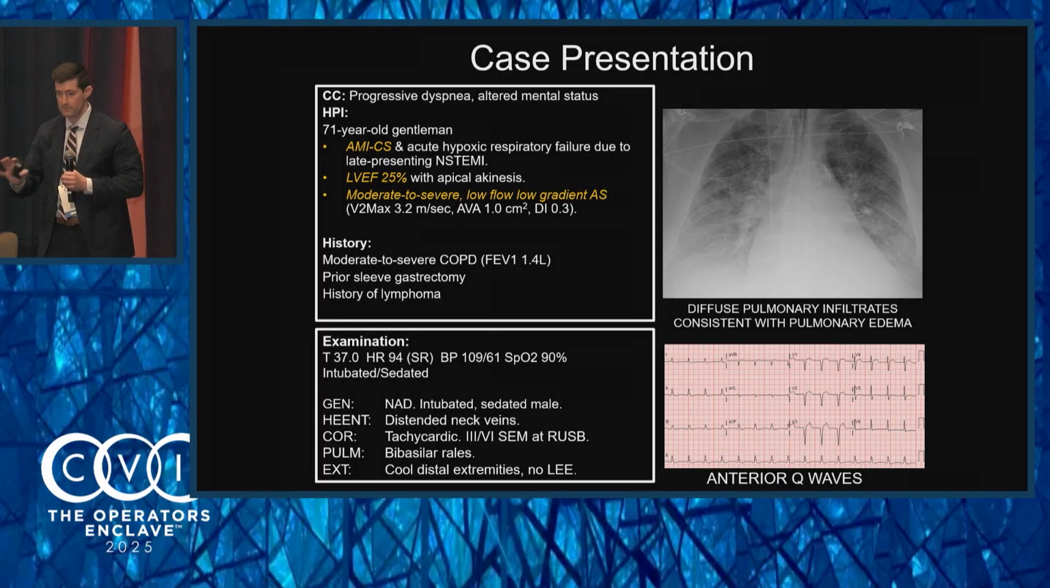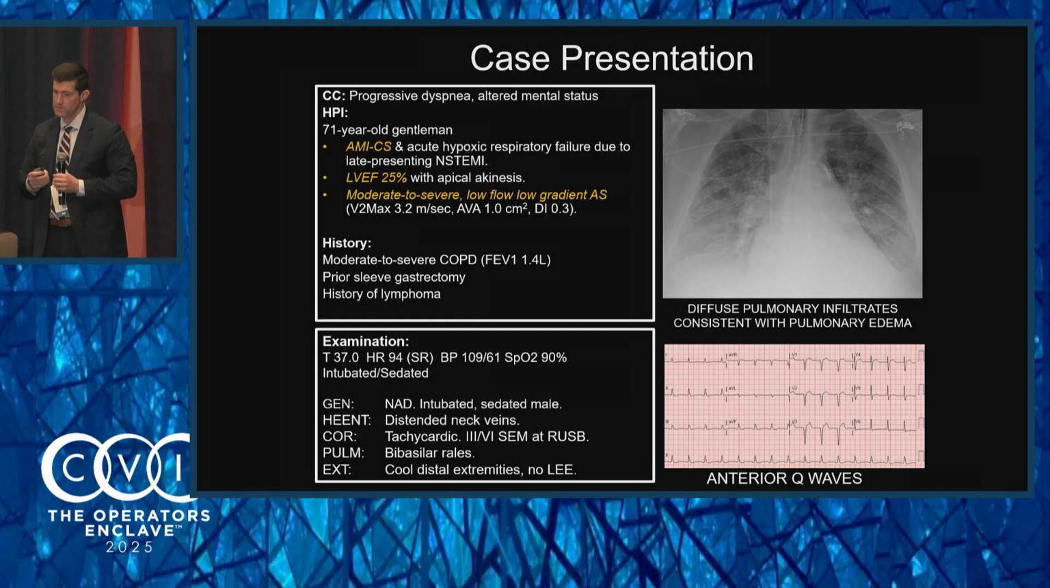So 71-year-old gentleman, AMI cardiogenic shock, EF about 25%, and as well, moderate to severe low flow, low gradient aortic stenosis. You can see the echocardiographic indices there, V2 max for about 3.2 seconds, estimated aortic valve area about 1, and dimensionless index of 0.3. Q waves throughout the anterior precordial leads, and as well, there's chest radiograph with bilateral opacifications consistent likely with pulmonary vascular congestion and pulmonary edema.